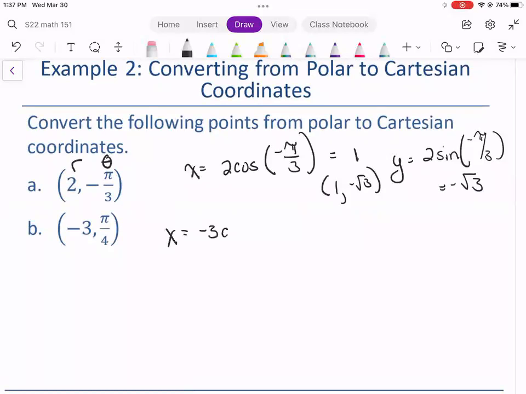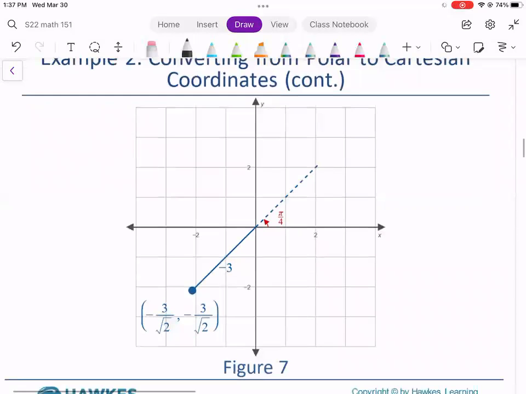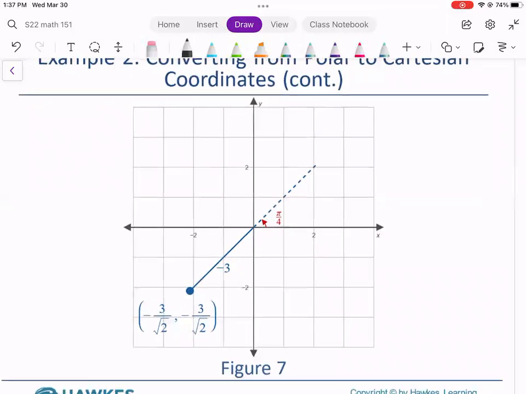For example B, we're going to follow the same process. x is equal to negative 3 cosine of pi over 4, which is negative 3 over the square root of 2. And y is negative 3 sine of pi over 4, which is negative 3 over the square root of 2. Those two negative values put us into quadrant 3, which puts us right here. And notice the original point was negative 3, pi over 4. The pi over 4 brought us to here, but that negative did indeed take us in this direction. So we recognize we are in the right place.